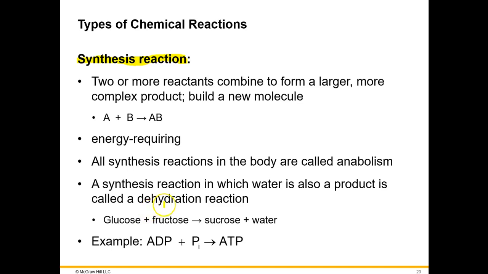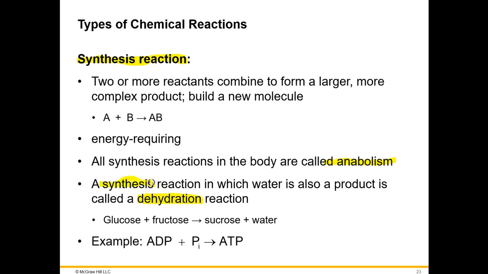A synthesis reaction is often a reaction called a dehydration, and I was thinking of the wrong word. I'm sorry. A dehydration synthesis reaction is the most common type of synthesis reaction. But all of the synthesis reactions, the reactions that build larger molecules, all of those in our body are called anabolism. All those synthesis reactions.